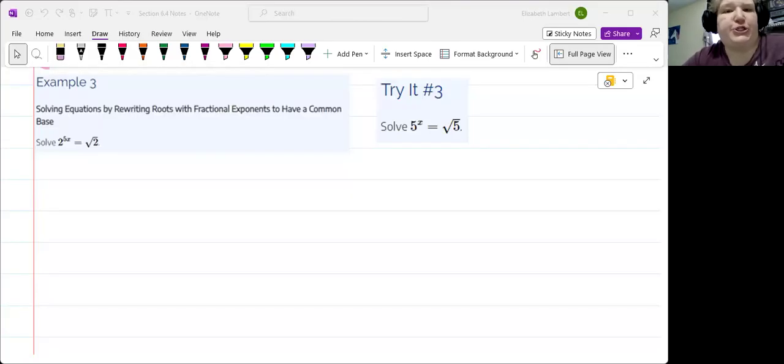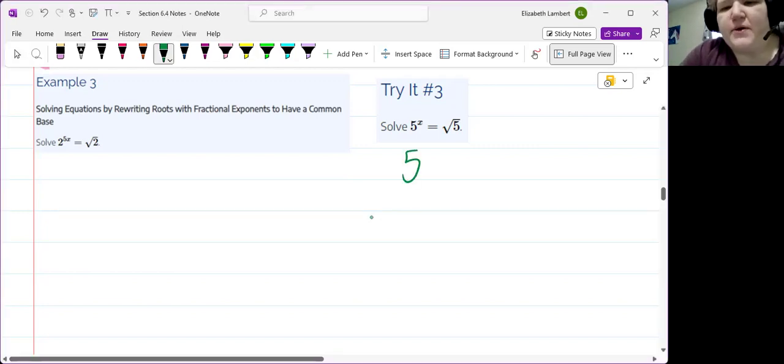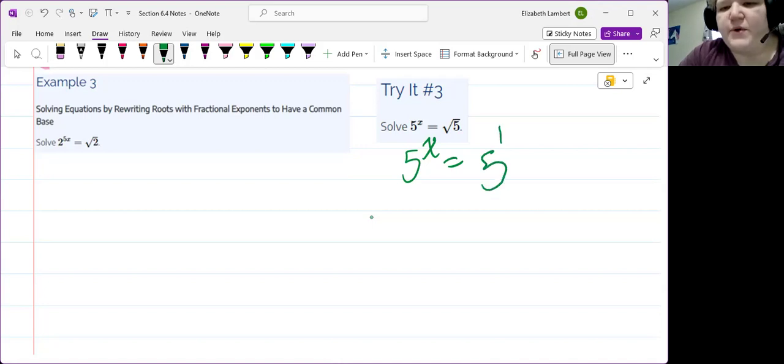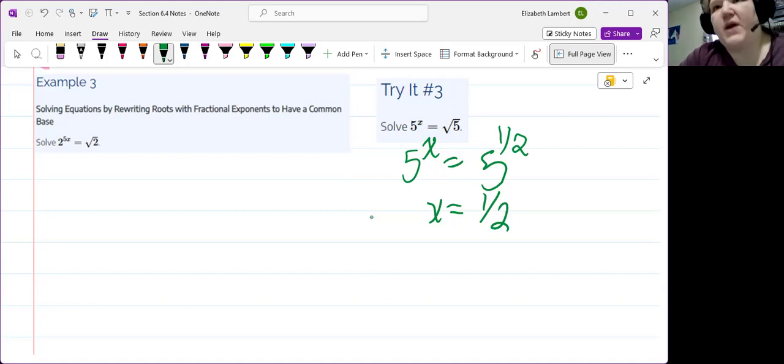All right, part number 2. Now we're dealing with exponential equations, but we decided to throw square roots in there just to be perverse. So let's actually start over here with the try it. So 5 to the x equals square root of 5. Remember, square roots are fractional powers because they cancel out whole number powers. So if 5 to the x equals 5 to the 1/2, x better be 1/2. If I put 5 to the 1/2, yes, 5 to the 1/2 is square root of 5.